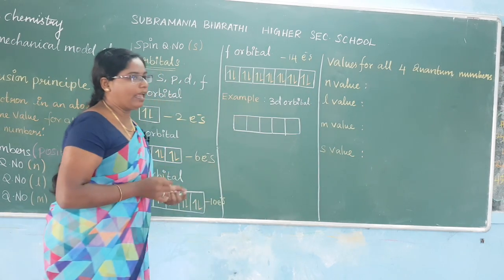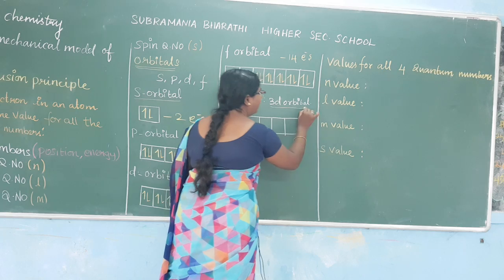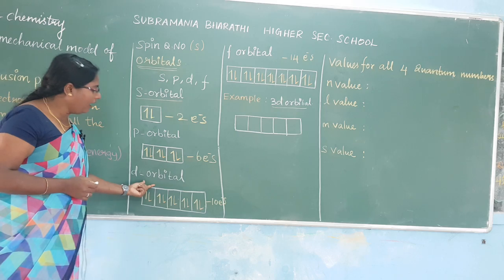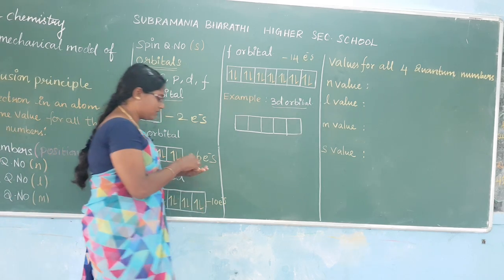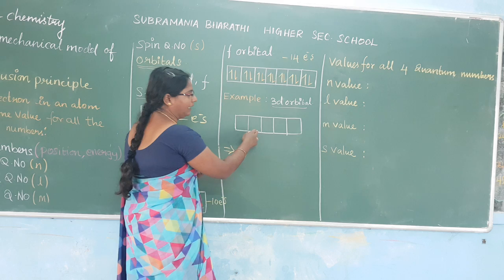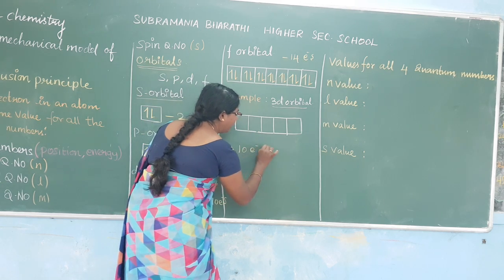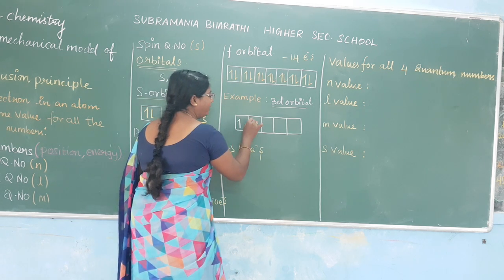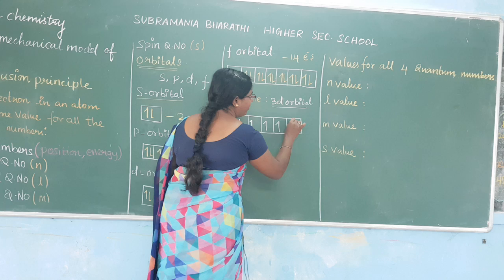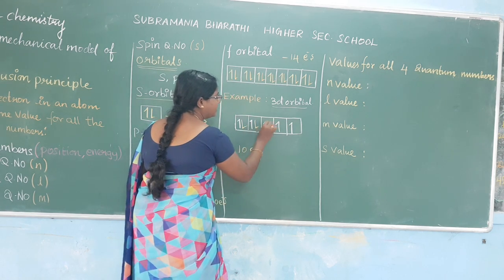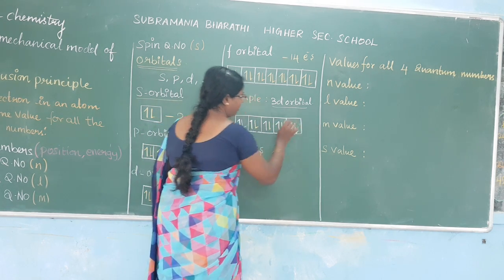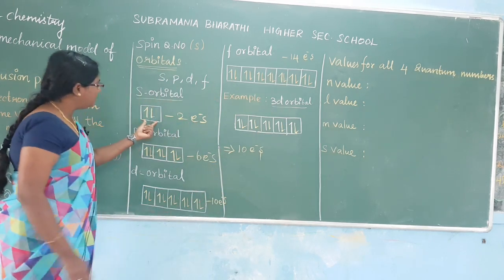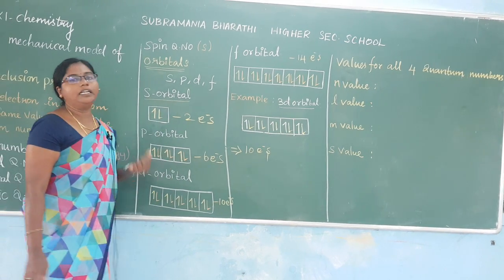Okay, let us take one example. I am taking the 3d orbital to explain the Pauli exclusion principle. Already we have seen that in the d orbital we have a total of 10 electrons. So I am writing the 10 electrons here. How can I write the electrons inside the degeneracy boxes? 1, 2, 3, 4, 5, 6, 7, 8, 9, 10. In this way I have to fill the electrons in the degenerate set. So this set of orbitals is called a degeneracy set.